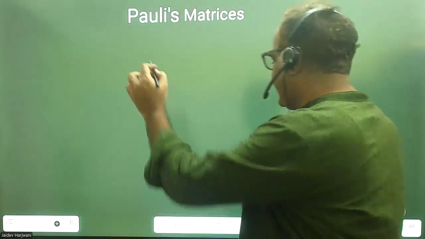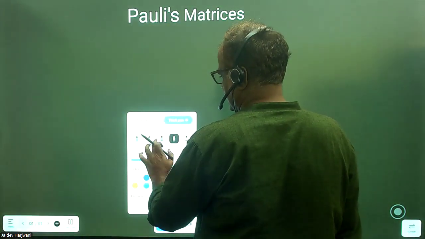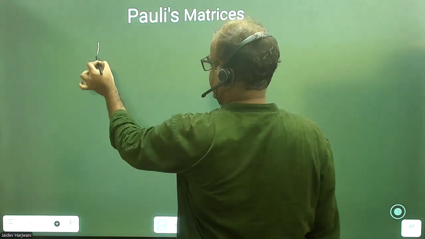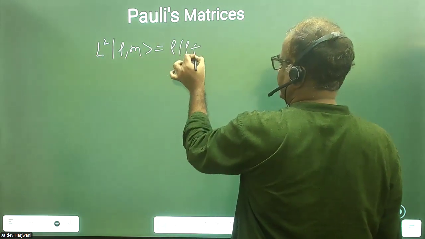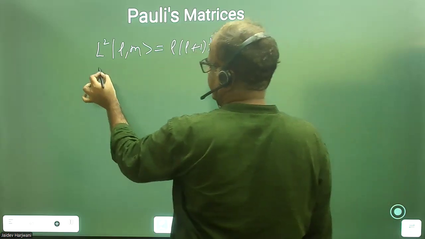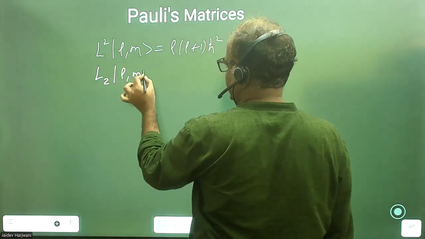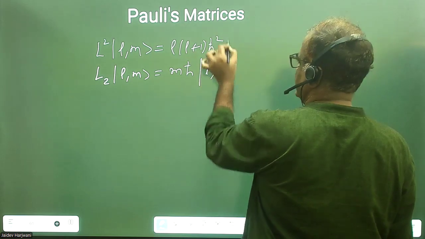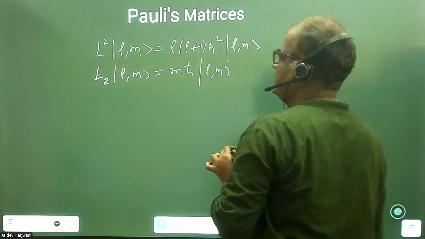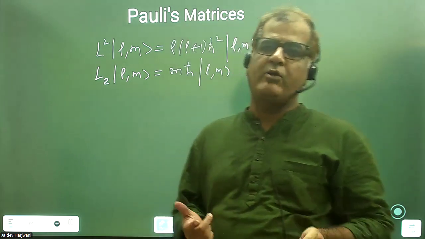Hello students, welcome back. So far we were discussing orbital angular momentum, and we have seen that L square and Lz have simultaneous eigenstates written as |l, m>. So L square operates on |l, m>, you get l(l+1) ħ square, and Lz also has the same eigenbasis, and the value is mħ. Now, we're going to discuss the spin angular momentum.